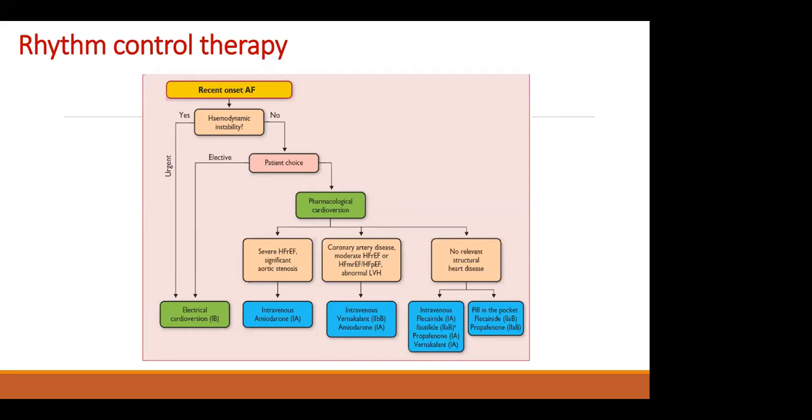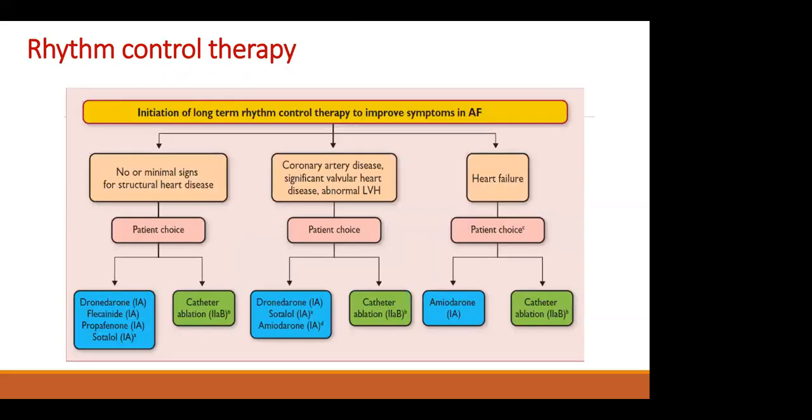If the patient does not have any structural heart disease, a normal echo, no significant LVH, and no coronary artery disease, you can give him propafenone or flecainide to cardiovert him. But if the patient has coronary artery disease, severe heart failure, or LVH, you give intravenous amiodarone, or also vernakalant in patients with coronary artery disease with no severe heart failure.